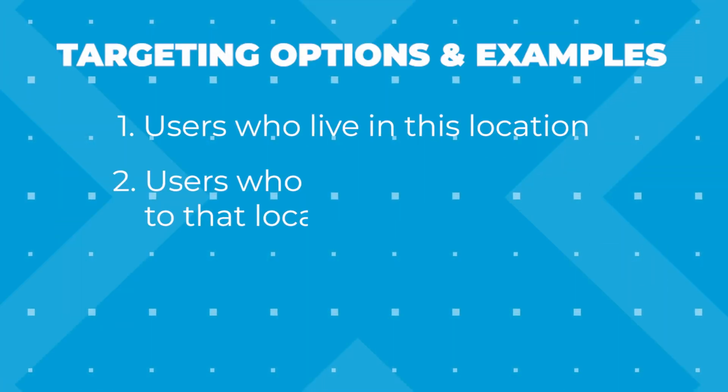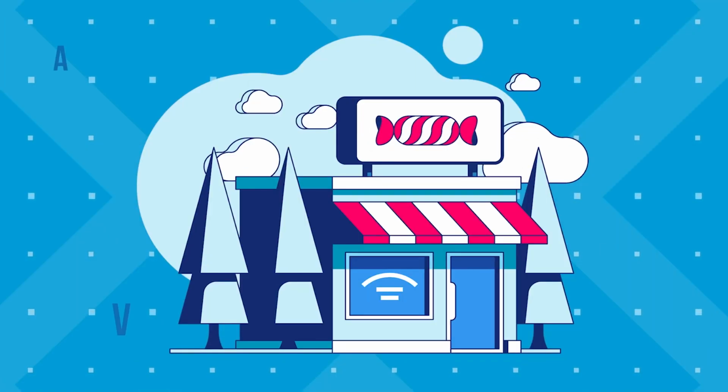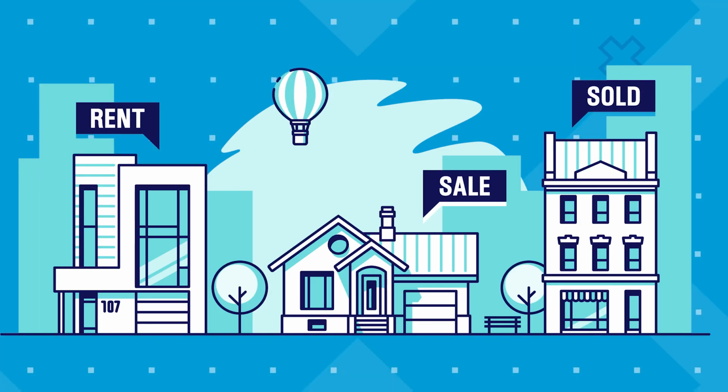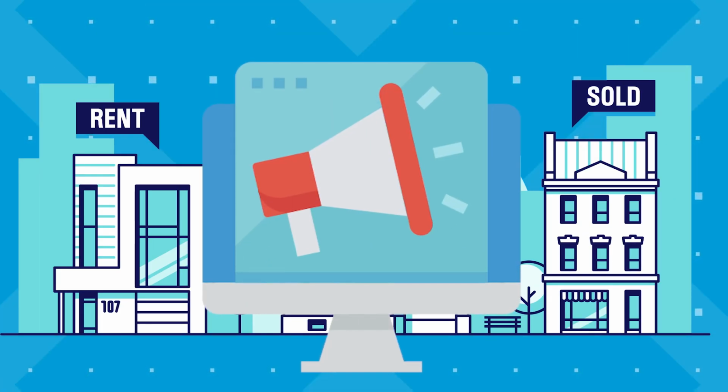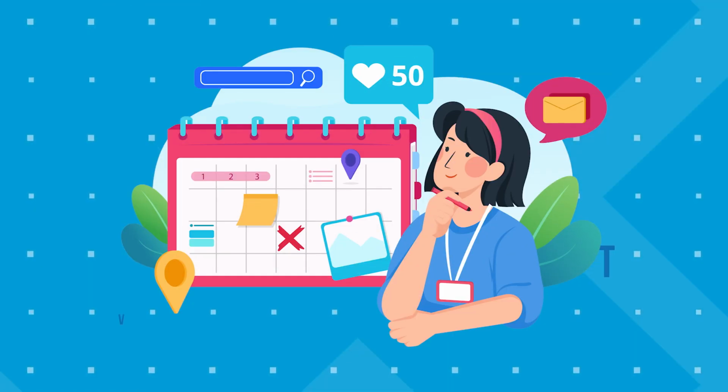The second group is users who frequently travel to that location. Here are some examples. Restaurants, hotels, real estate agents, and many other businesses can target frequent visitors. Are you a local business of some other type? You can still advertise a promotion or a coupon. If you're a real estate agent, you can promote an ad enticing folks to finally move to their dream location. The third group is users who were recently in that location. Here's an example. Find events relevant to your ideal customer.